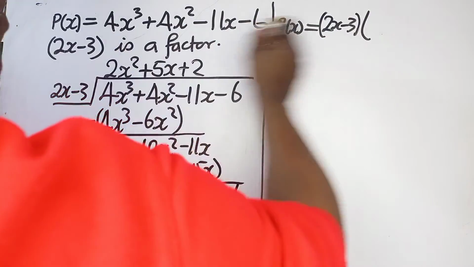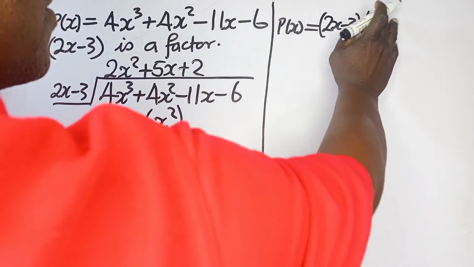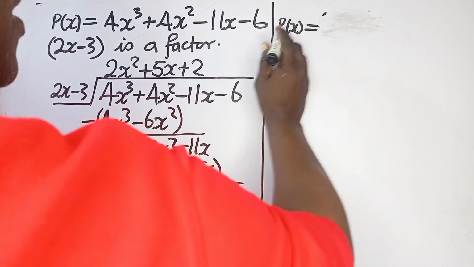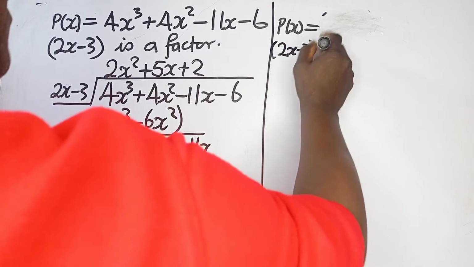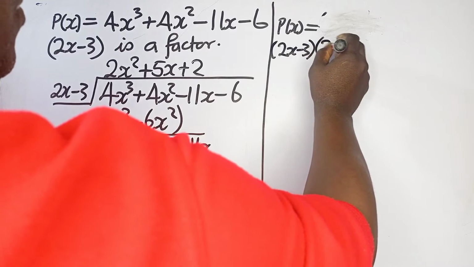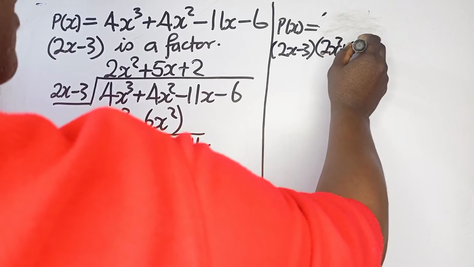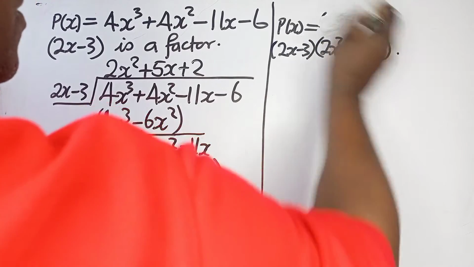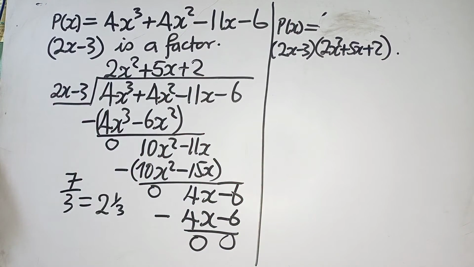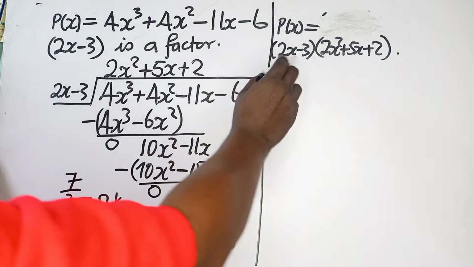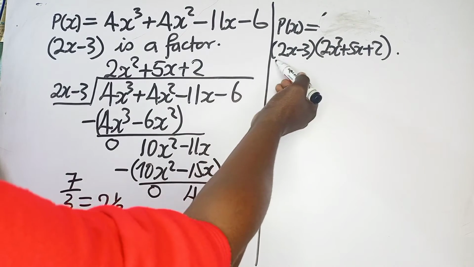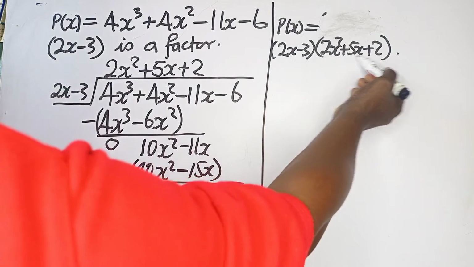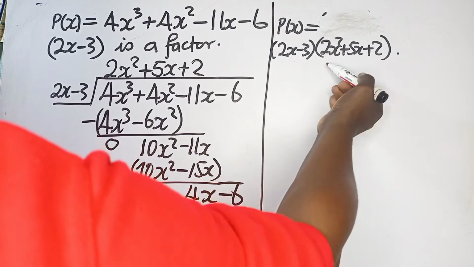All of that multiplied to that quotient, which is, let's write it down for lack of space, 2x minus 3 multiplied to 2x squared plus 5x plus 2. So that is P of x. This expression can be written as such. This is already the first factor. So what is left now is to factorize this quadratic expression.